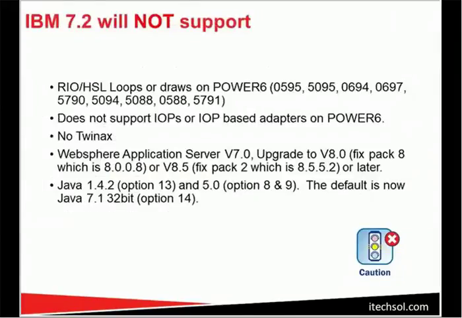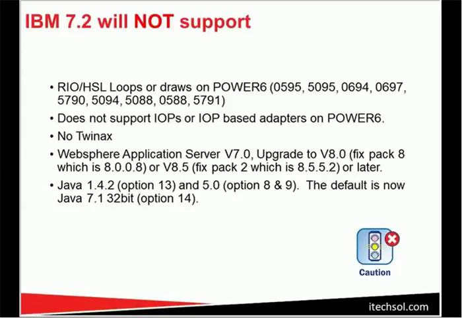So let's talk about what 7.2 will not support. We talked about the Power hardware already. We talked about these drawers, and these drawers are on Power 6. They have an HSL loop, and they're 0595s, 5095s, 5790s. Those are not supported. This is really old technology. And quite honestly, if you have these drawers, you're probably paying way too much for hardware maintenance. You really should be looking at upgrading just to save money from a hardware maintenance perspective.